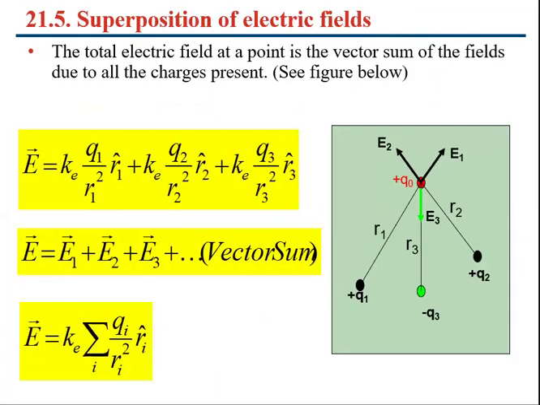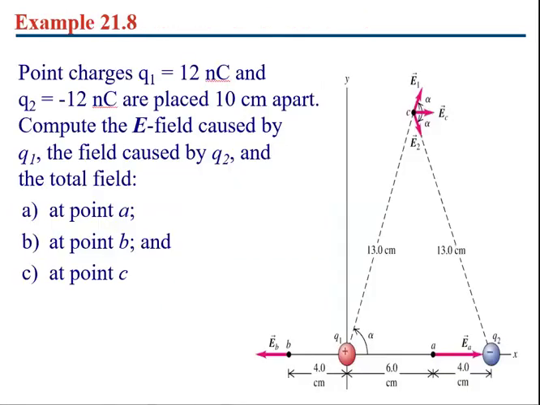Good. The total electric field at a point is the vector sum of the fields due to all charges present. As we said for the superposition principle of the electric force, it's the same for the electric field. If we have many point charges producing an electric field at the point P, the total electric field at the point P must be the sum of these individual fields. And we can write the electric field as k times the sum of Qi over ri squared multiplied by the unit vector. Okay, this is a very good example.